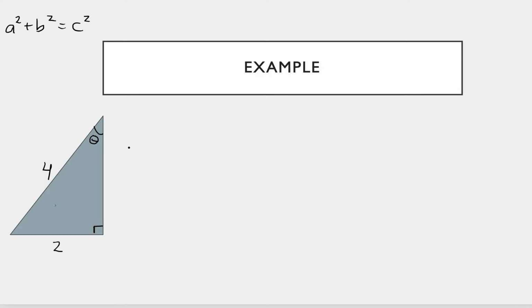Remember that the side C is always the side that is opposite the right angle. So C has to be 4. The 2 can either be the A or the B. It really doesn't matter. I'm going to go ahead and put it in for the A.